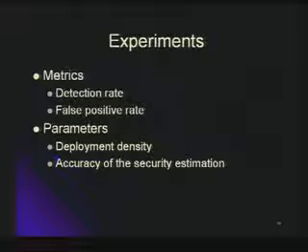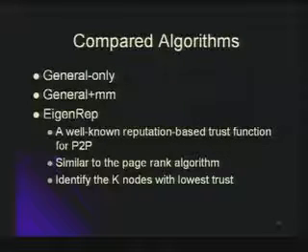The other one is the accuracy of security estimation. Maybe you make a wrong decision because you are very conservative. You assume that so many nodes may be compromised, but actually only a very small number of nodes are compromised. So we're going to see the impact of the accuracy of your security estimation on our algorithm's performance. So we compare the following algorithms.